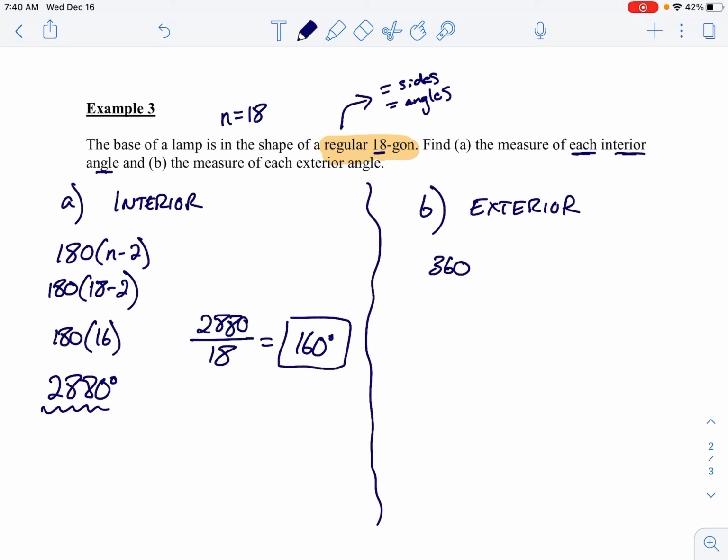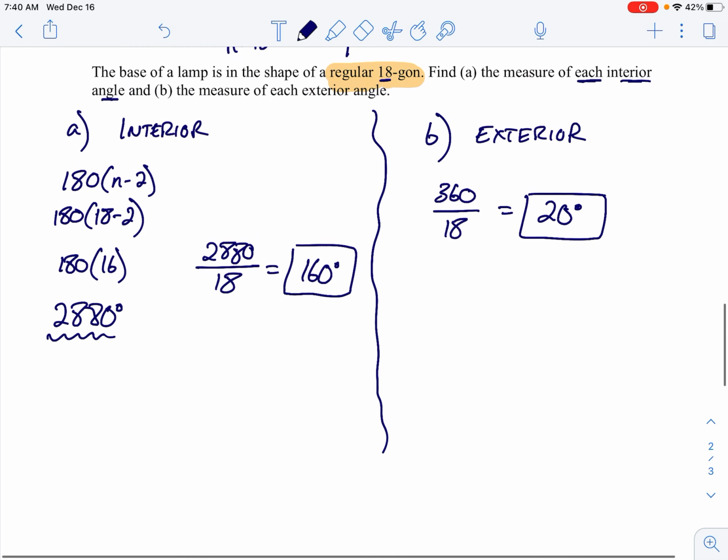Now for exterior, this is a really quick one. We don't have to find the sum. We talked about today that no matter how many exterior angles there are, we just know that they're going to add up to equal 360 no matter what because they will always form that circle. So 360 the total, I'm going to divide it by 18. 360 divided by 18. I'm doing this in my calculator. And each angle is going to be a much smaller 20 degrees.